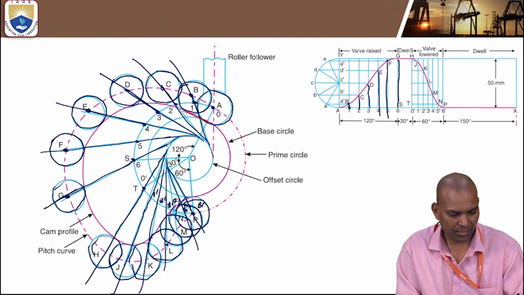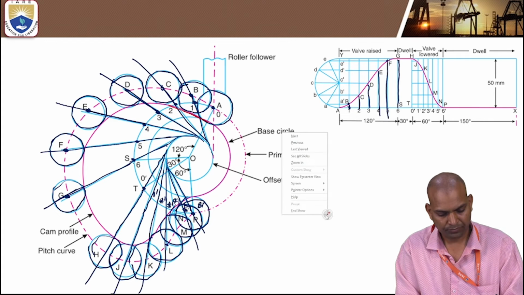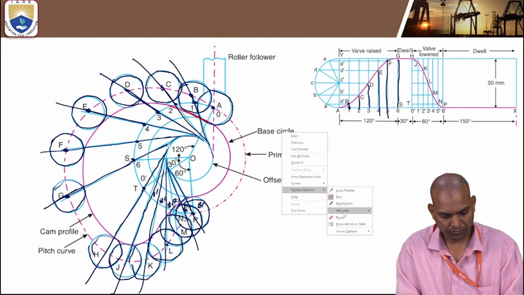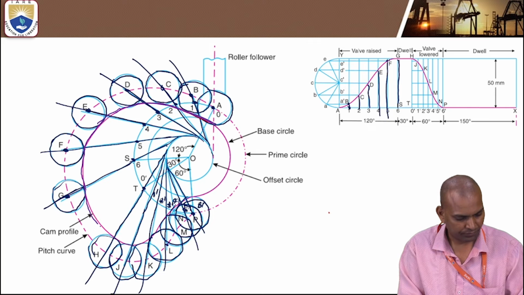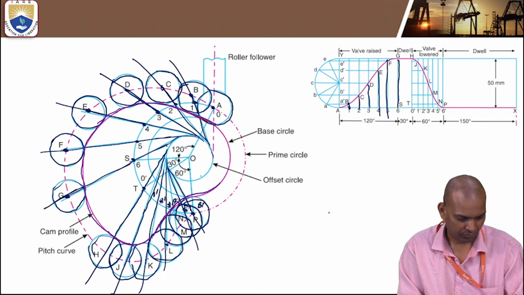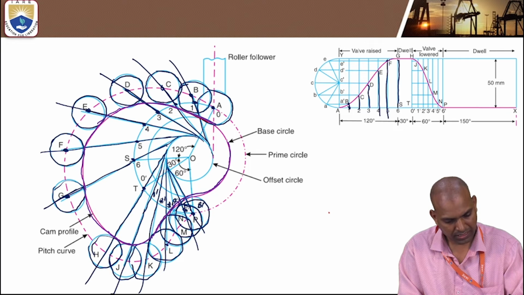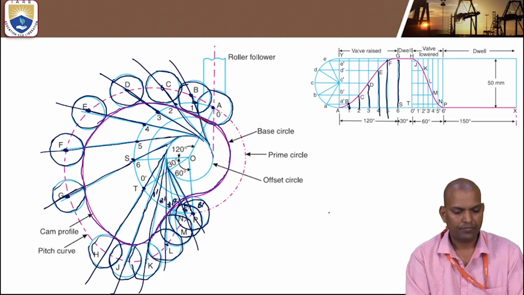Now the surface of the rollers I am drawing here. It is pink color. It is a smooth curve. This curve indicates the profile of a cam. Okay.